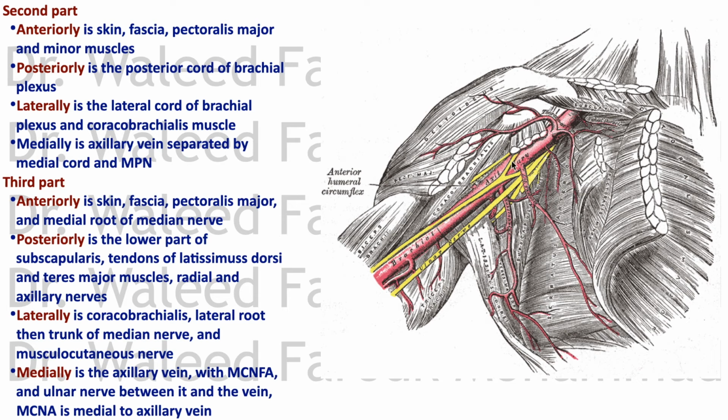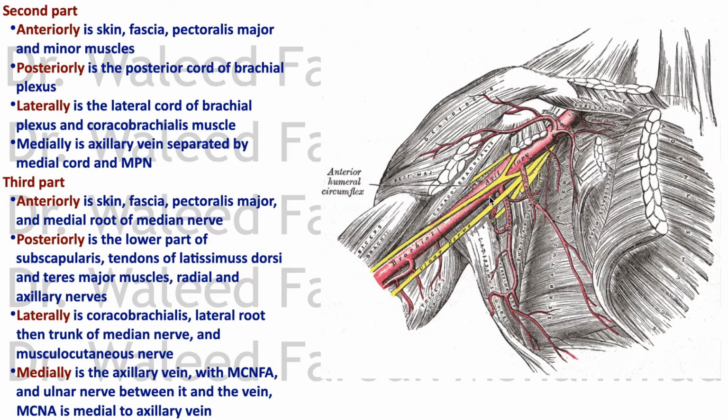This is the second part of the axillary artery. Anteriorly, we have skin, fascia, and pectoralis major and minor muscles. Posteriorly is the posterior cord of the brachial plexus. So the cords are named after their relation to the second part of the axillary artery. Laterally is the lateral cord of the brachial plexus and coracobrachialis muscle. Medially is the axillary vein separated by the medial cord and medial pectoral nerve.